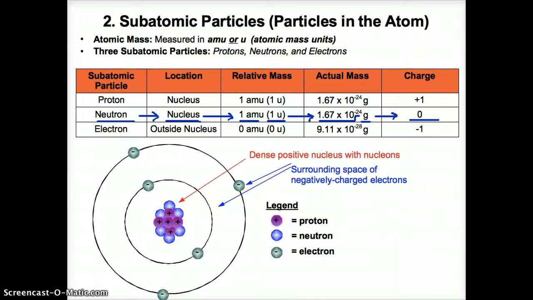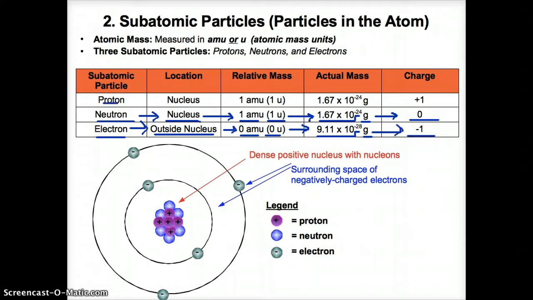All right, finally, the electrons, as shown by the green-gray negative spheres outside the center of the atom, as you can see, obviously are located outside the nucleus. Each electron has a relative mass of 0 AMU or 0 U. The actual mass of each electron in grams is 9.11 times 10 to the negative 28 grams, and the charge of each electron is negative 1.